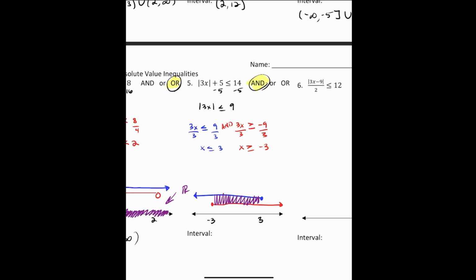So at negative 3, it's a closed dot, and at positive 3, it's a closed dot, and the solution is between negative 3 and 3, but negative 3 and 3 are included because both of them have a closed dot. So writing our interval notation, negative 3 to 3, they both get a square bracket.